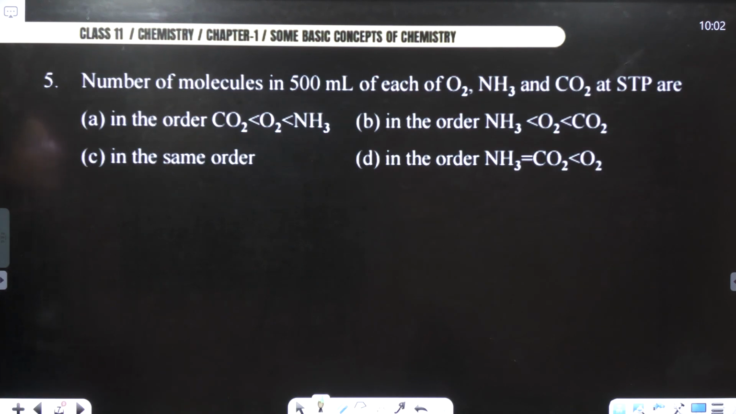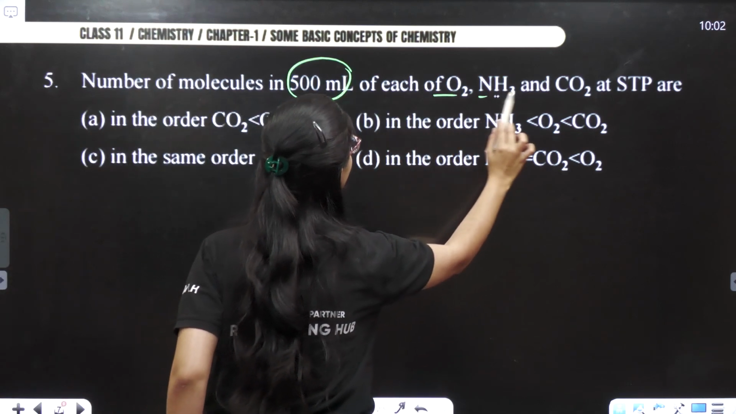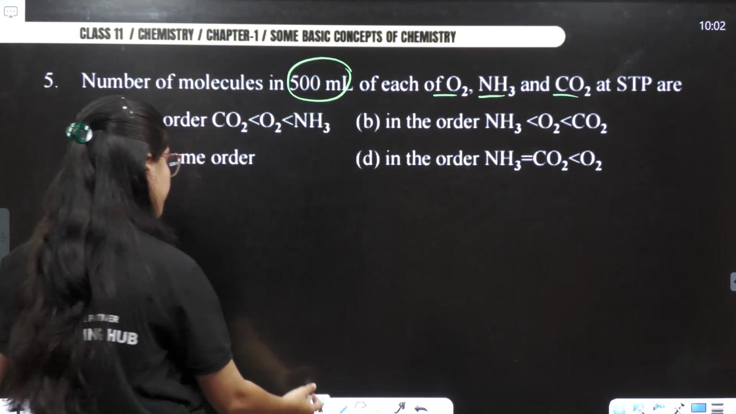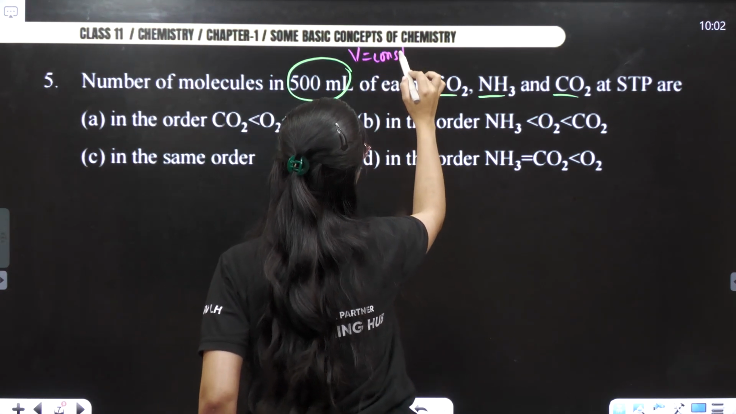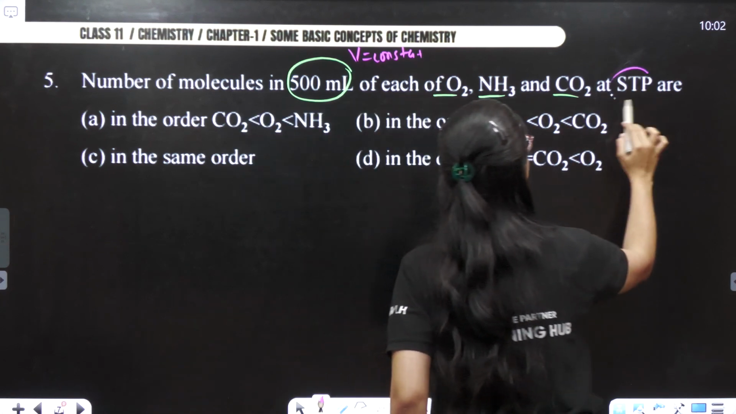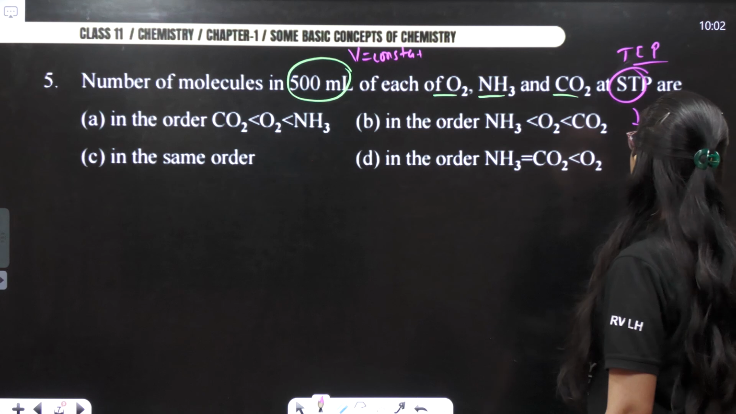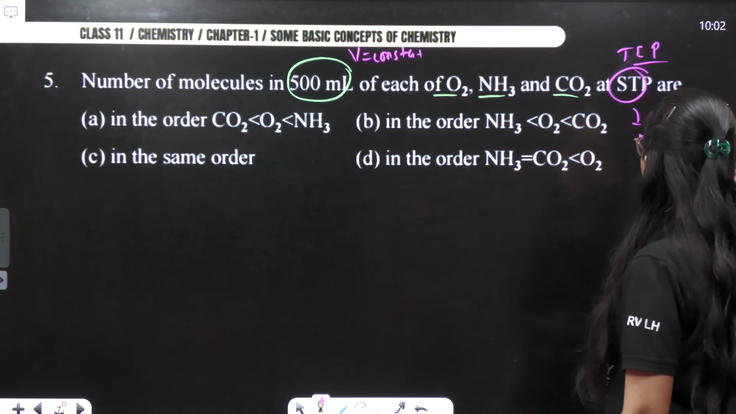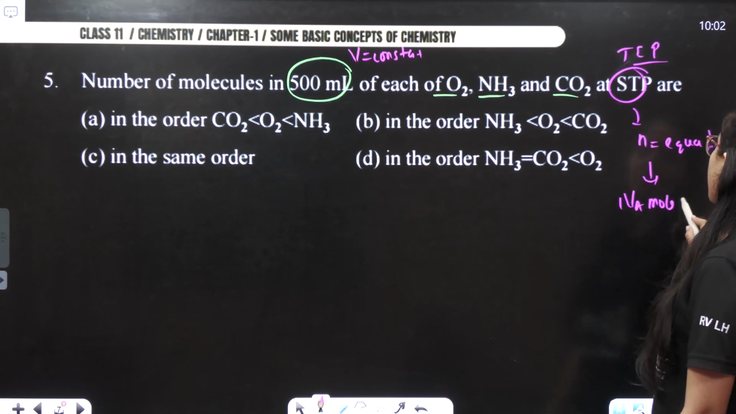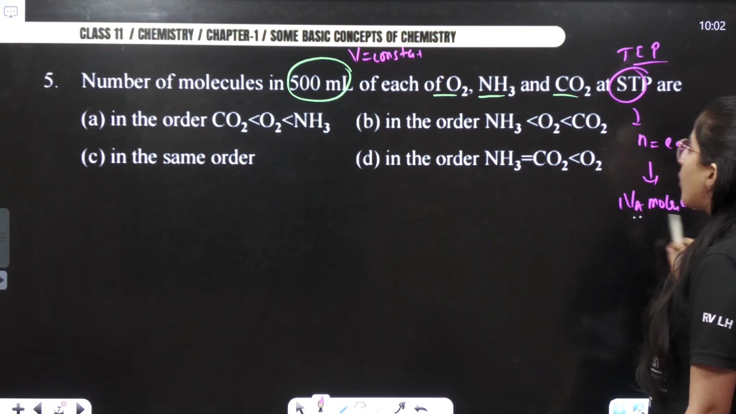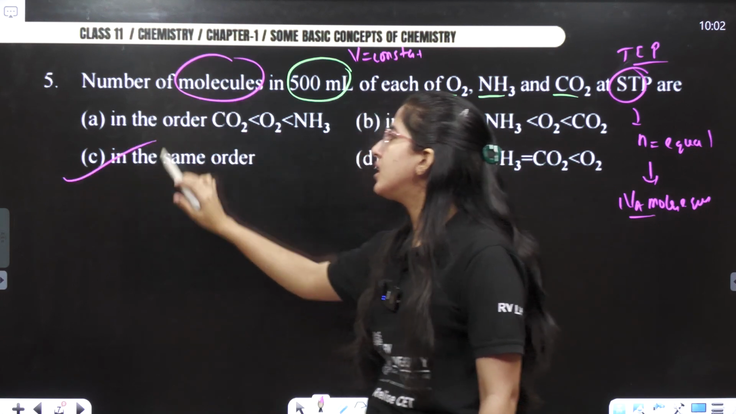Next question. The number of molecules in 500 mL of each of oxygen, ammonia and carbon dioxide at STP are. As you can clearly see, volume is constant for every gas, and at STP temperature and pressure are constant. Therefore, number of moles will be equal for everyone. As number of moles is equal, number of molecules will be equal. Correct? They have asked about molecules only, so it will be the same order.